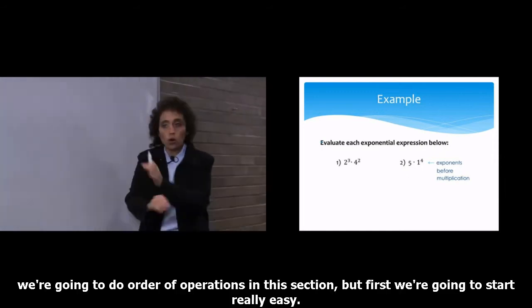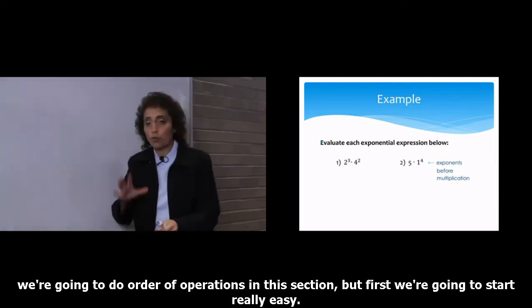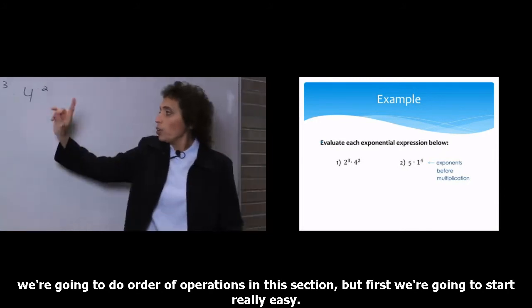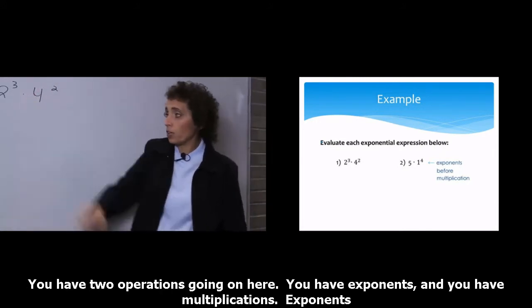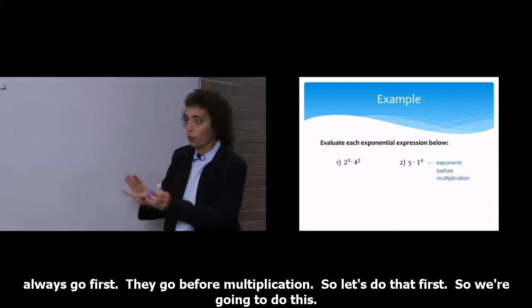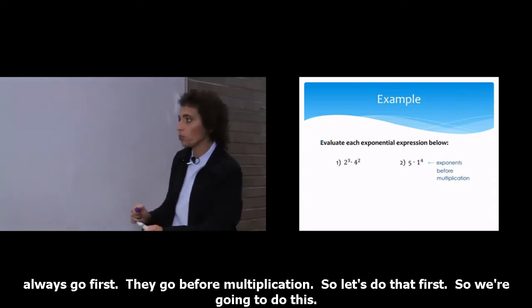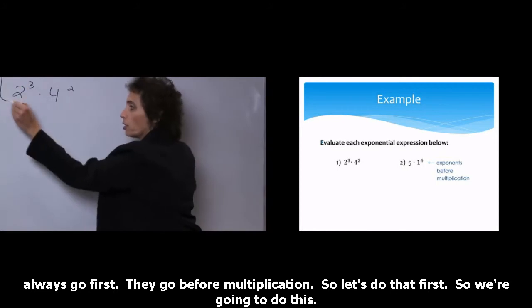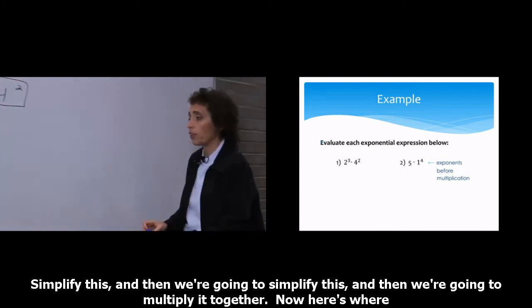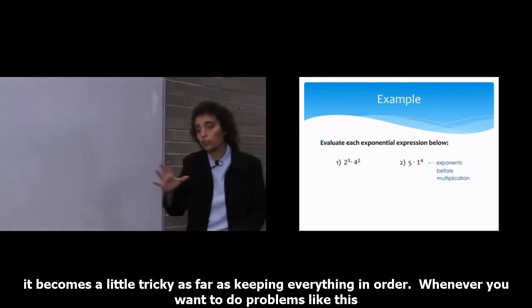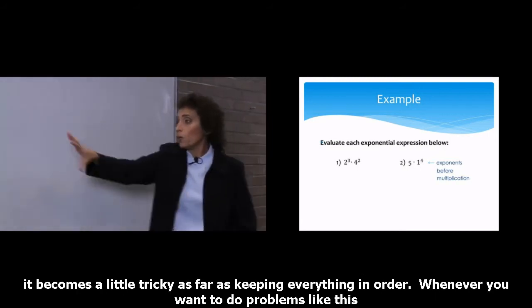Now, we're going to do order of operations in this section, but first we're going to start really easy. You have two operations going on here. You have exponents and you have multiplication. Exponents always go first. They go before multiplication. So let's do that first. So we're going to simplify this, and then we're going to simplify this, and then we're going to multiply it together.